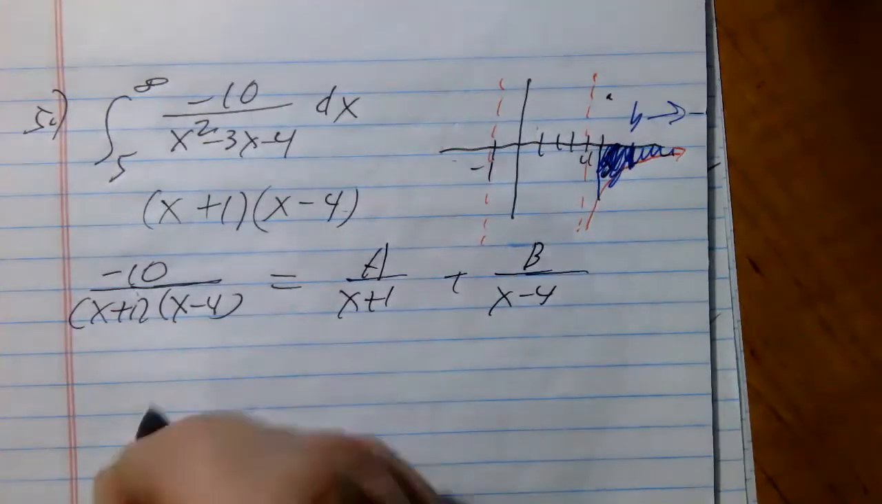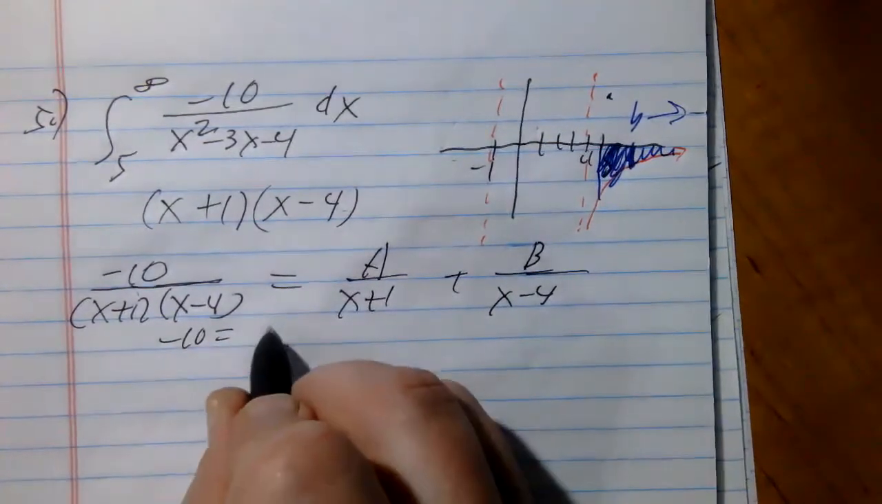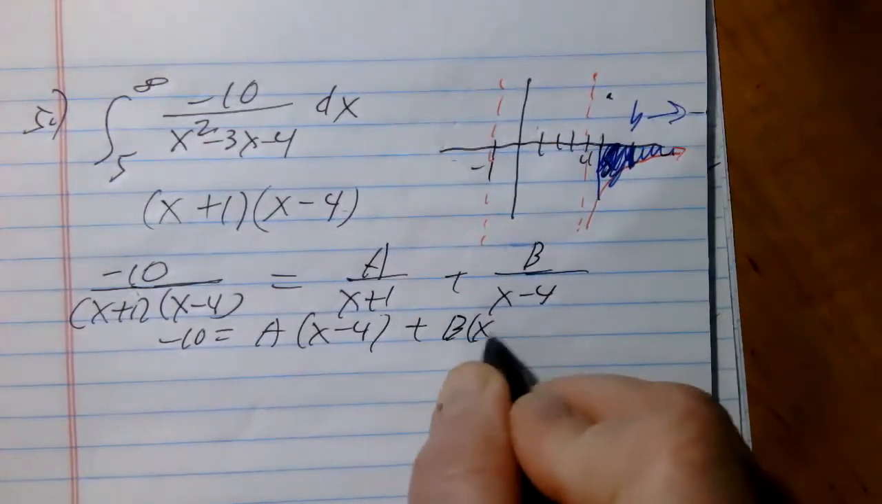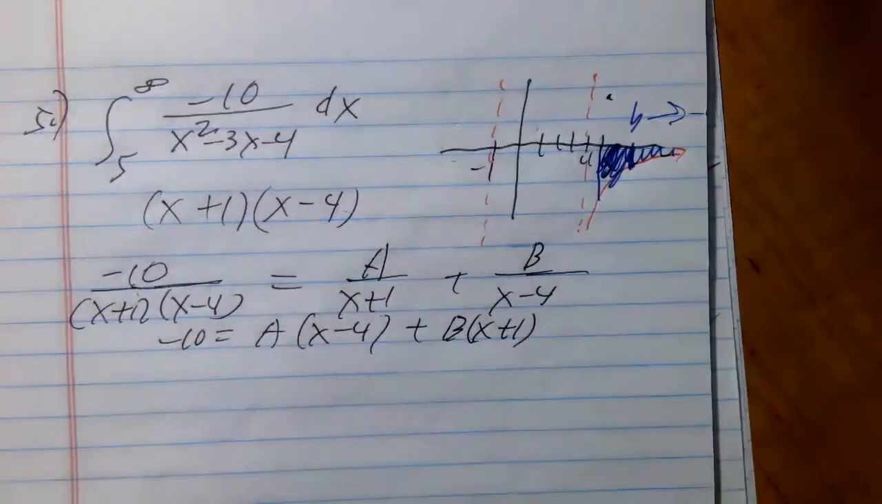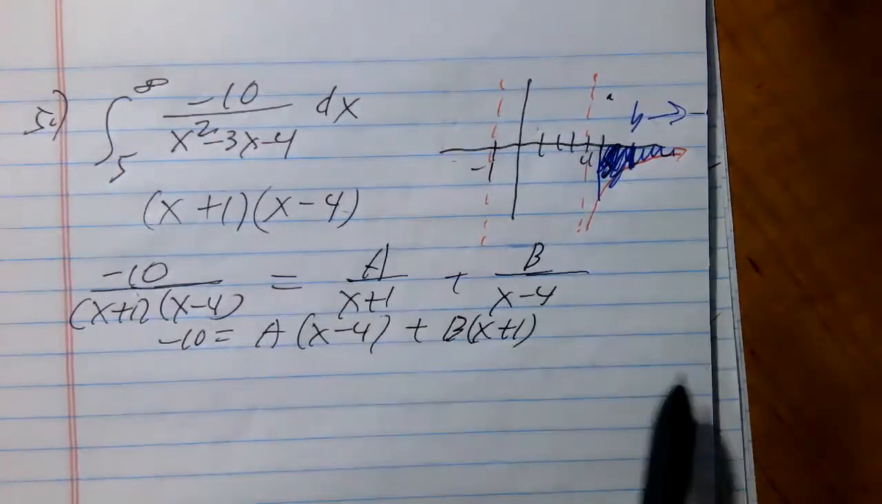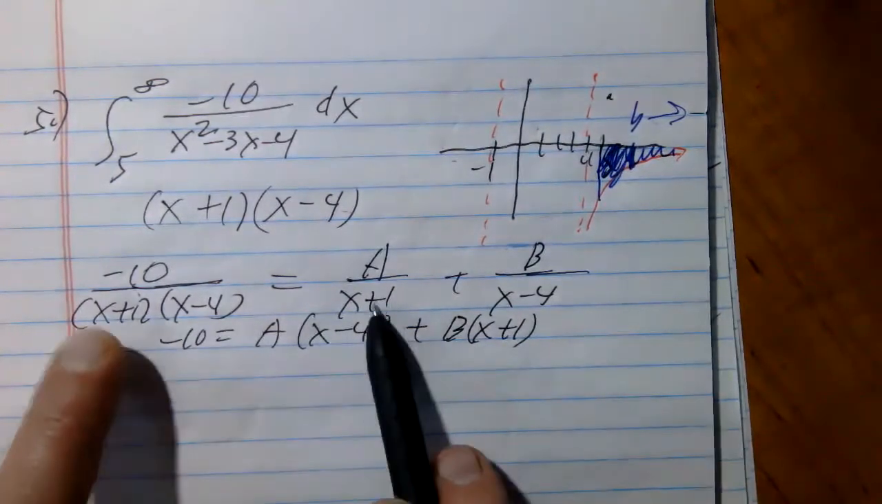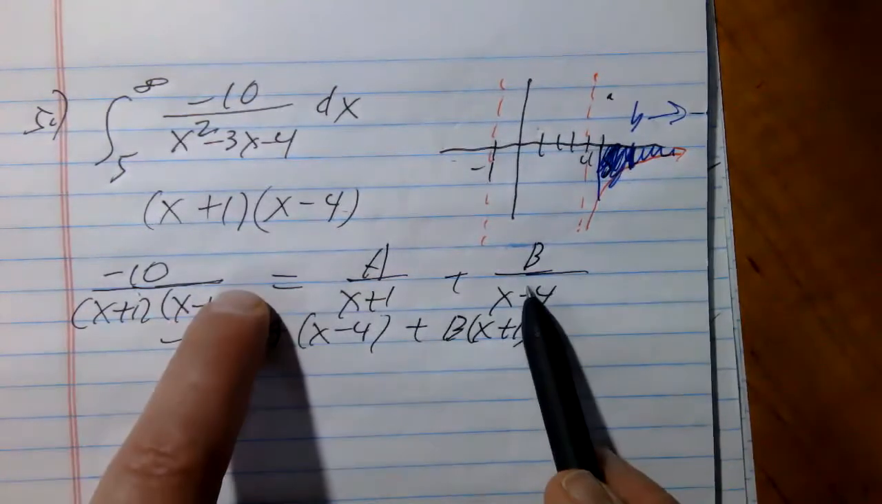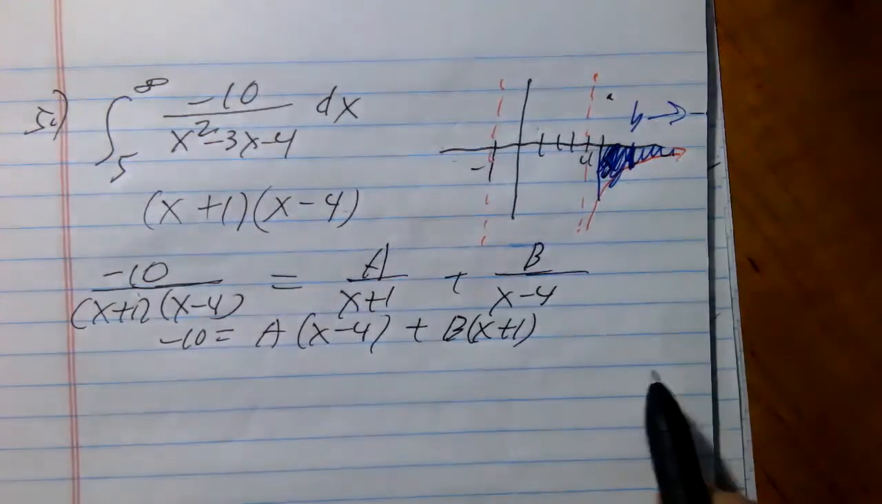So then what does that mean? This means that negative 10 would have to equal a times x minus 4 plus b times x plus 1. When there's only 2, you can just cross multiply like that. It's not really cross multiplying, but it kind of looks like that. Or just multiply through by the common denominator. The x plus 1s go away, so you have a times x minus 4. Here, the x minus 4s go away, so you're left with the x plus 1.